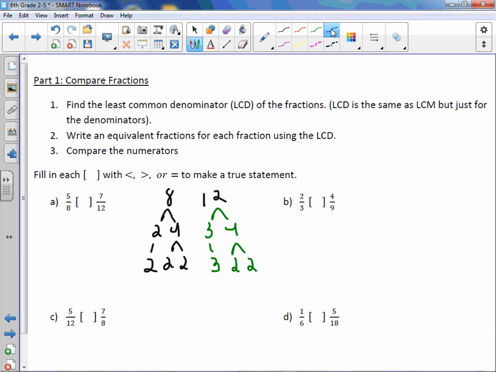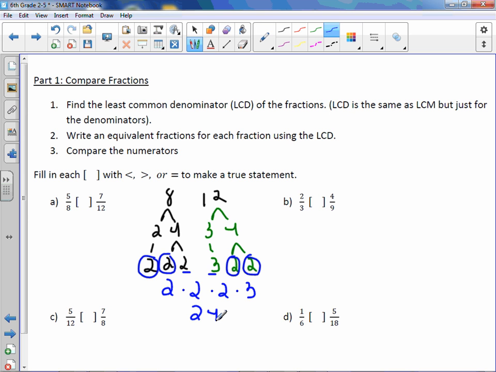Remember, to find least common multiple, find what's in common first. Looks like we have 2 2's in common. And then bring down everything left over. Well, everything left over, we have another 2 and a 3. 2 times 2 is 4, times 2 is 8, times 3 is 24. So your least common denominator is 24.